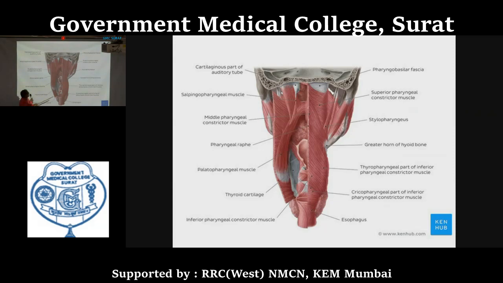And the second point, in the posterior median aspect, there is an elongated thickening known as the posterior median raphe. This is also important because this posterior median raphe is nothing but a fibrous cord that provides insertion to the pharyngeal constrictors. Okay, so this is about the fibrous coat. Now let's go to one more coat, the muscular coat, that is the outermost coat.